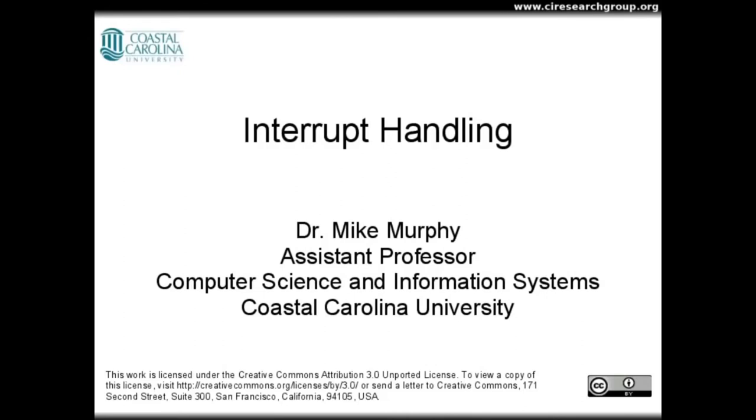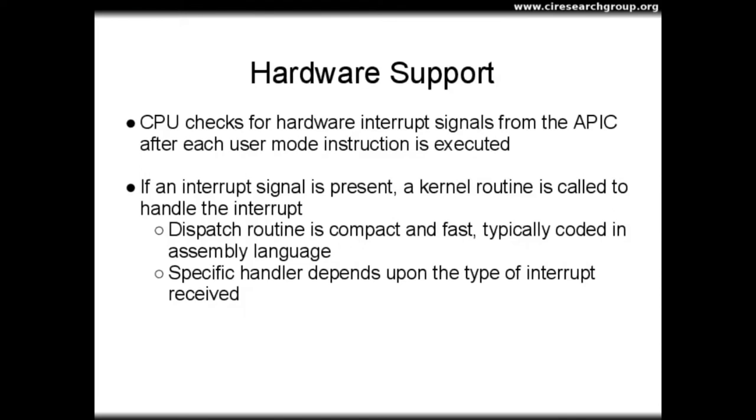Next, interrupt handling at the hardware level, and then we'll move on to features provided by the CPU, and finally features of the operating system for handling interrupts. At the hardware level, devices are connected either via traces on the motherboard or via a shared messaging bus to the advanced programmable interrupt controller. The CPU checks for hardware interrupt signals from this controller after each user mode instruction is processed. So after each instruction is executed, running some particular program on the system, the CPU actually checks to see if there are any interrupts that need to be processed.